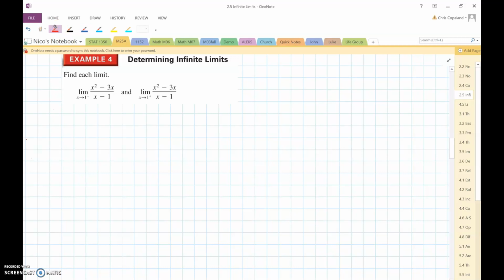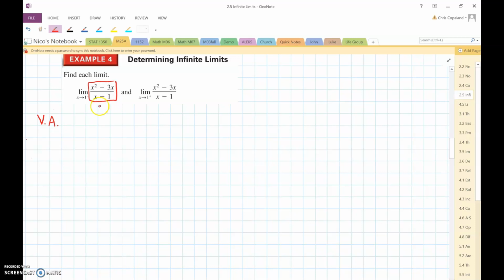Example 4, find the limit. So we're going to find the limit for each of these one-sided limits by first of all graphing the function. Notice that the function is the same for each of these. Okay, so first of all, let's see if we can figure out the vertical asymptote.